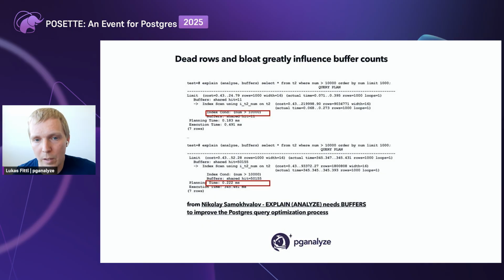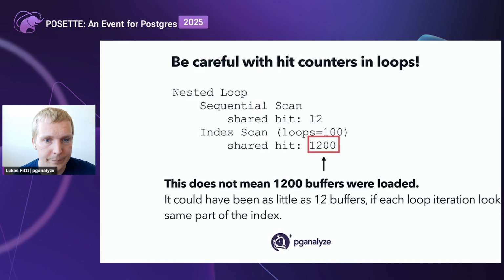So if you have a lot of dead rows and your table bloats and you have a lot of empty space in your table, that greatly influences how effective your scans are. And so it is important to watch these buffer counts if they're unexpectedly high.